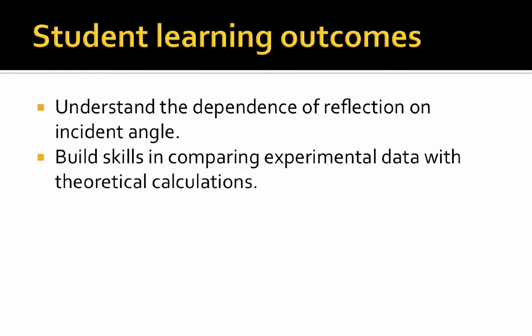The learning outcomes for this lab are to understand the dependence of reflection on incident angle and also to build skills in comparing experimental data with theoretical calculations. So we're going to do our best to actually acquire some experimental data and plot it, compare it with the theoretical calculations that we expect to see.